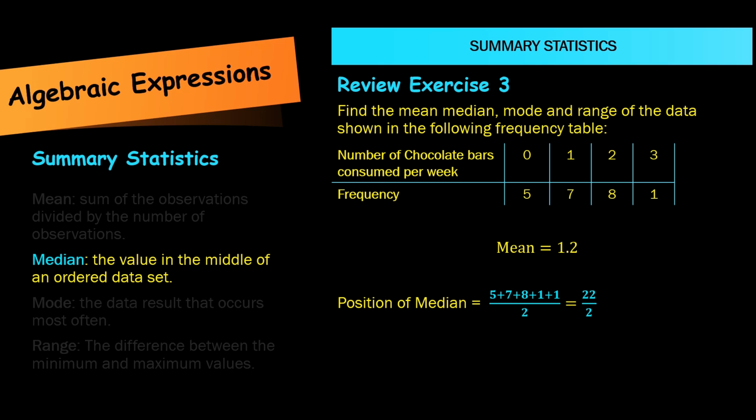And this is equal to 22 over 2, which equals 11. So the median is in the 11th position. And the 11th value lies in this category, which has been highlighted in red. Therefore, the value of the median is equal to 1.